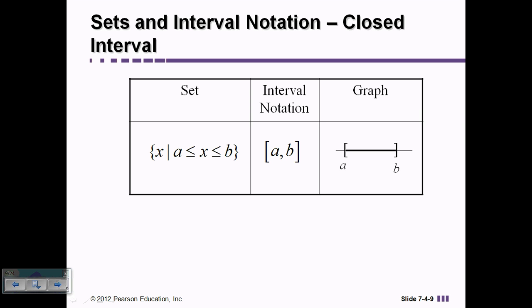Now in this example, we're talking about a closed interval here because a and b are both solutions and all the numbers in between are solutions. But again, if you pay close attention, you've got the less than or equal to symbol here and the less than or equal to symbol here. So we have the square brackets on a and b, and the solution is all the numbers between a and b, including a and b.